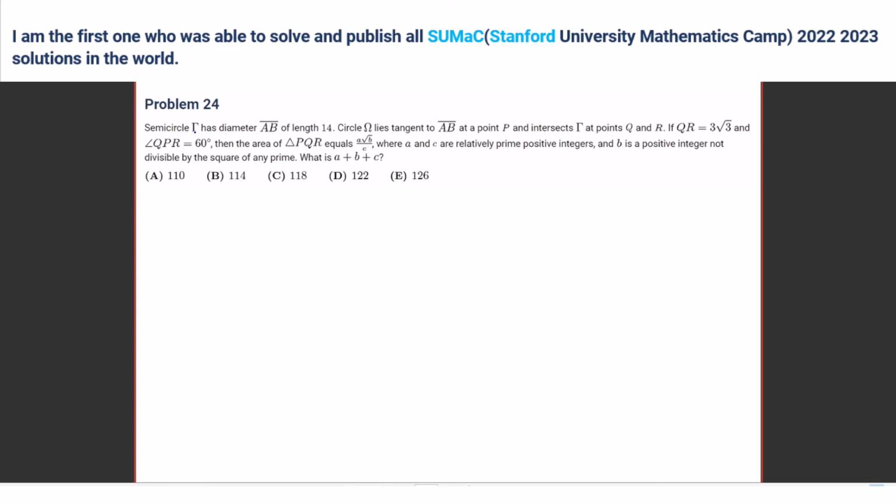It's a semicircle, gamma has diameter AB of length 14. Circle omega lies tangent to AB at point P, and intersects gamma at points Q and R. So let's write it like this. QR is 3 root 3 and angle QPR is 60.